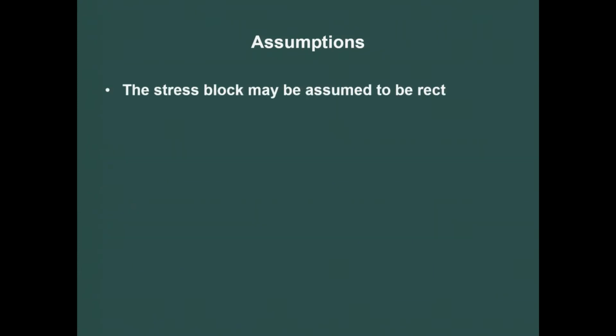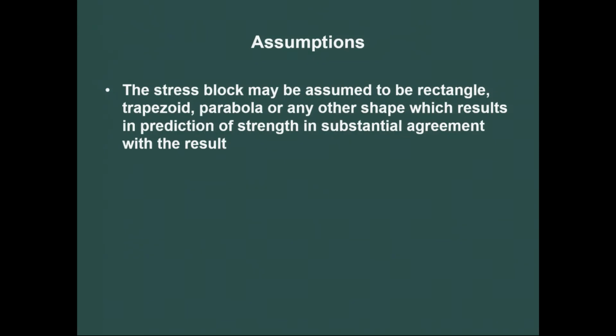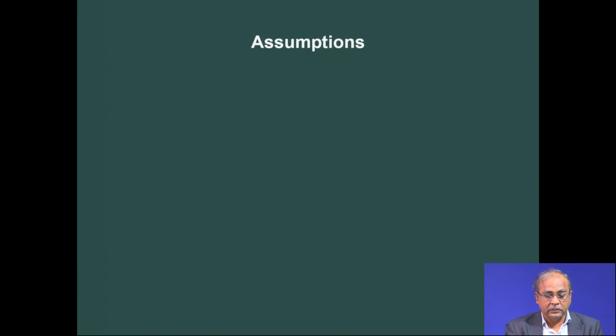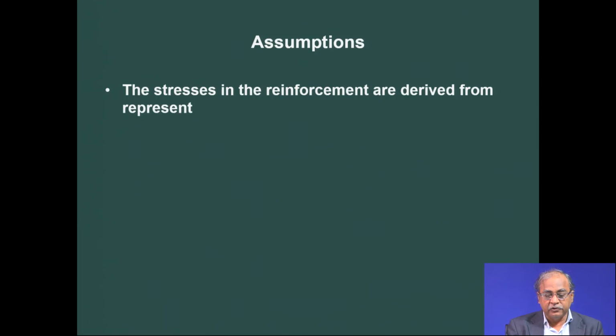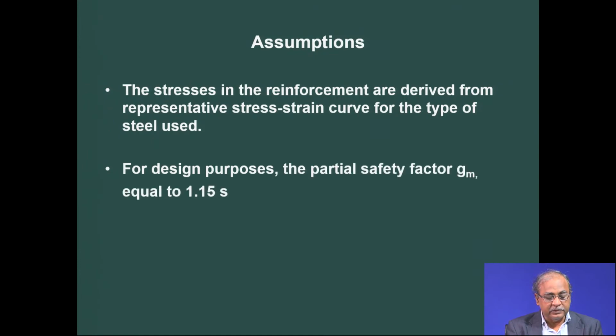The stress block may be assumed to be rectangle, trapezoidal, parabola or any other shape which results in prediction of strength in substantial agreement with the results of test. The stresses in the reinforcement are derived from representative stress strain curve for the type of steel used. So, for steel we shall have different values. For design purposes, the partial safety factor gamma m equal to 1.15 shall be applied for steel.